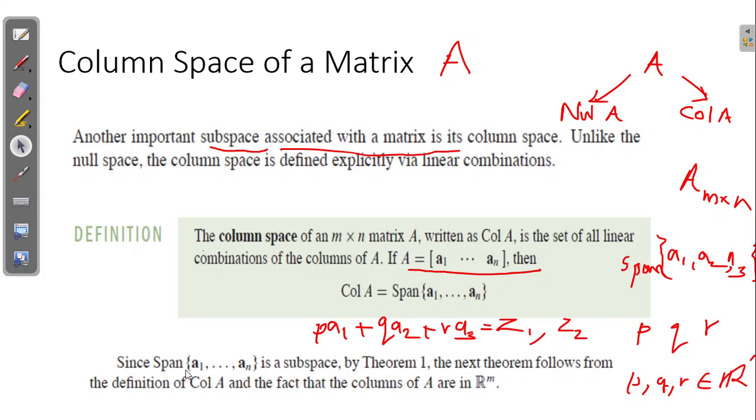Now I have called this a subspace associated with a matrix. Null A is again a subspace associated with a matrix A. Similarly, the column space of A is also a subspace associated with a matrix. Why? Because you can prove this by applying theorem 1.